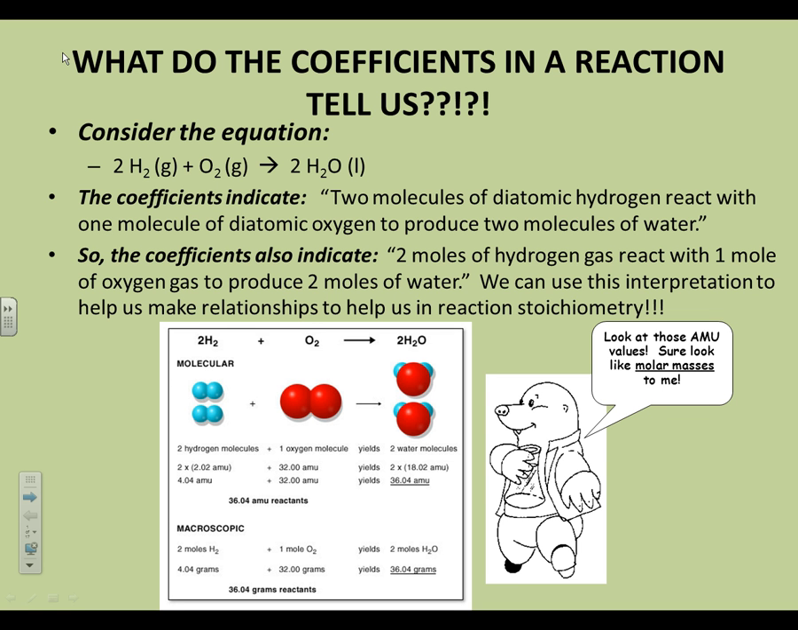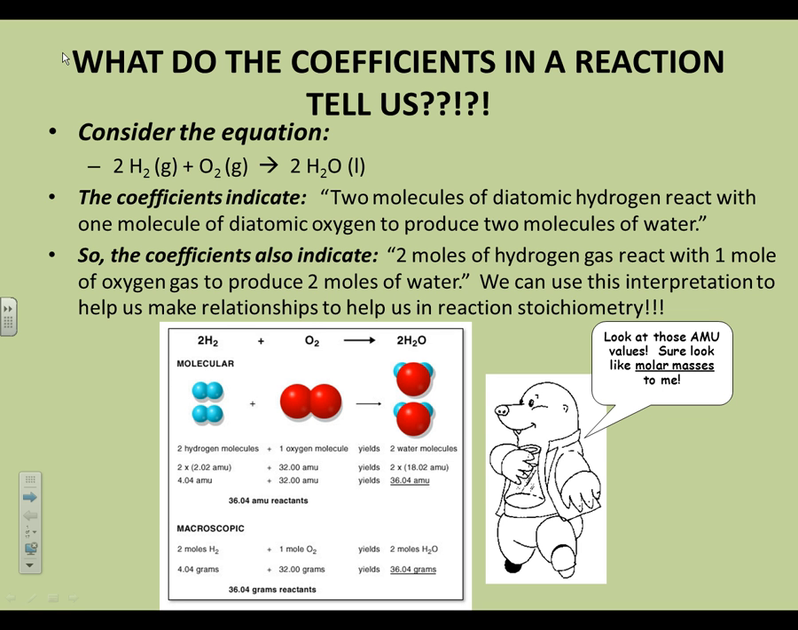So we've got 2 molecules of those gases, but those coefficients also indicate what? How about 2 moles of hydrogen gas react with 1 mole of oxygen gas to produce 2 moles of water? And that would be correct as well. So we have 2 molecules of hydrogen, but that 2, the coefficient, also represents the number of moles there. So take a look at this picture. You can see how all of that works together.